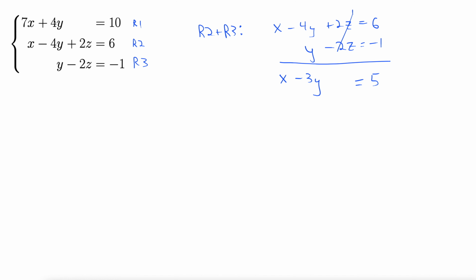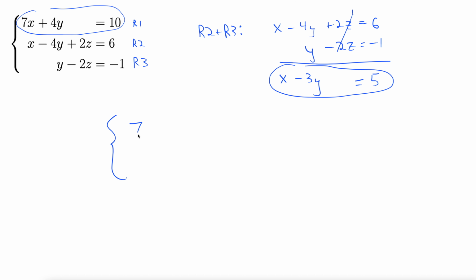So now we have two equations with two unknowns. So let's take both of those together and create a new system. So we have 7x plus 4y equals 10. And we have x minus 3y equals 5. Okay, and now we can solve using the addition method. We could use substitution here. Right, both are pretty good methods. I think I'm going to use the elimination, also known as the addition method here.